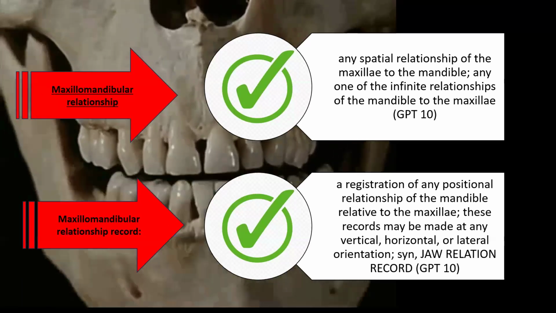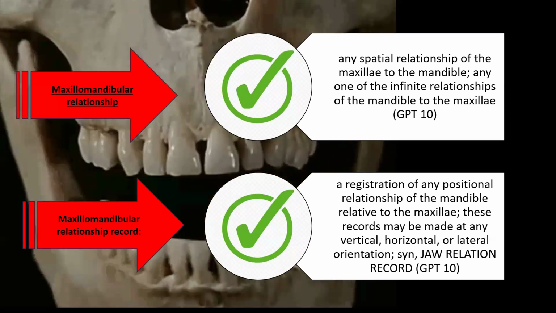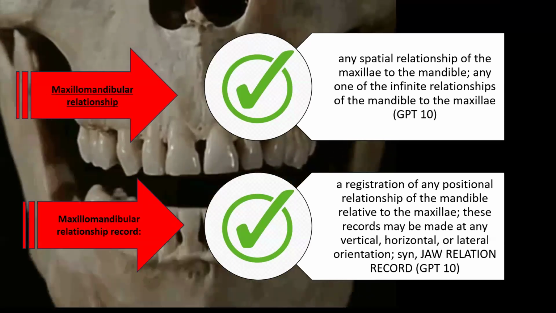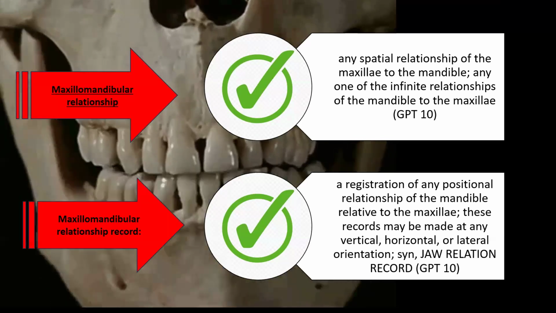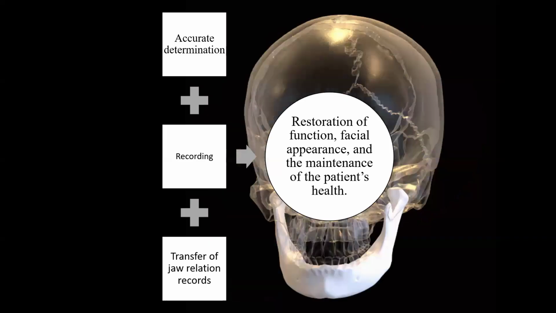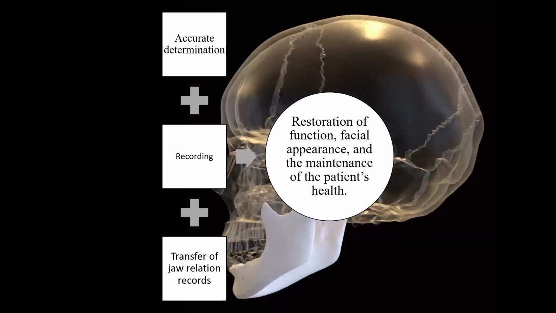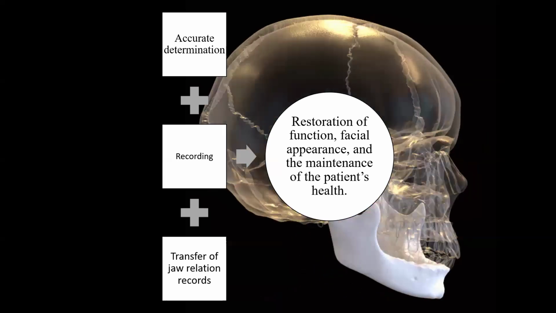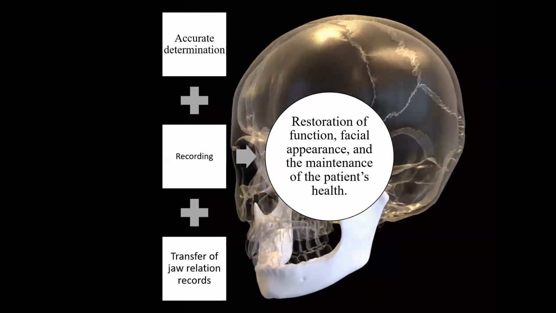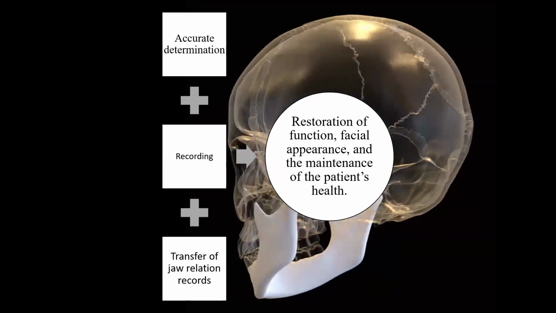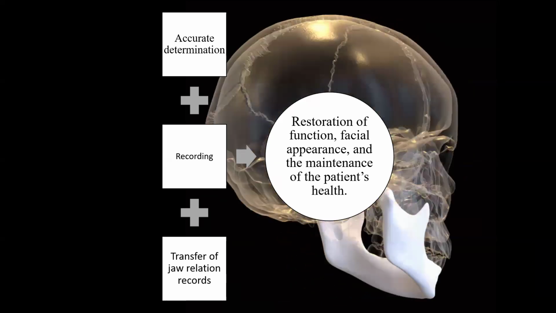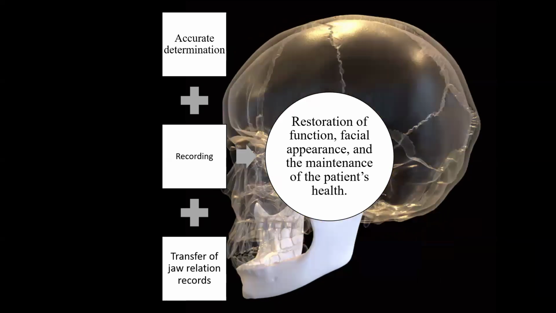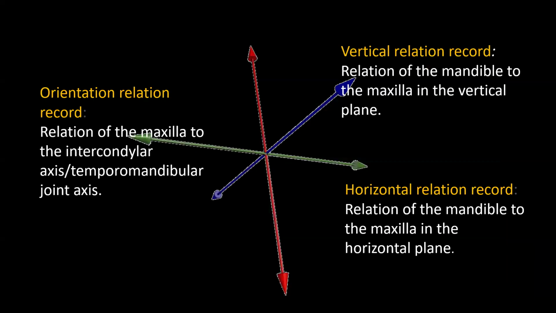A record of this said relation is also known as the maxillomandibular relationship record. A registration of any of these positional relationships of the mandible relative to the maxilla is known as the relationship record. So, in order to get the proper record or jaw relation, we need to accurately determine this relation in the orientation, horizontal, and vertical relation, record it, and accurately transfer this acquired data in order to be able to restore function, facial appearance, and to maintain the patient's health.